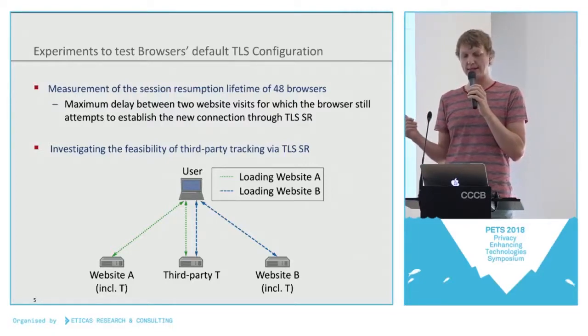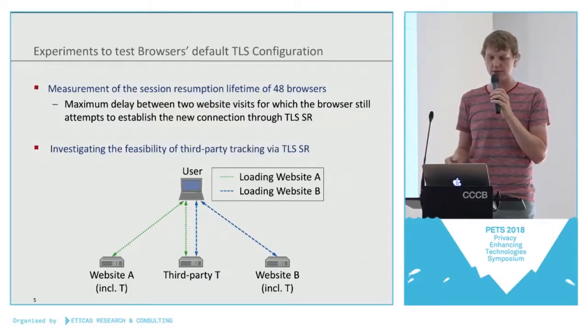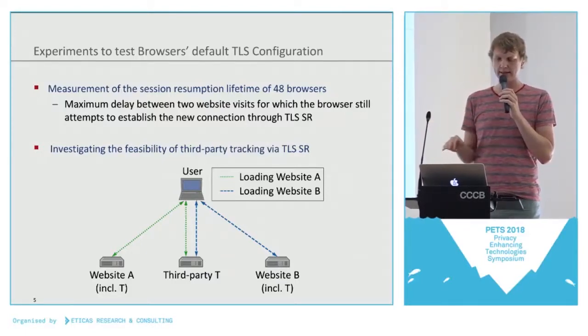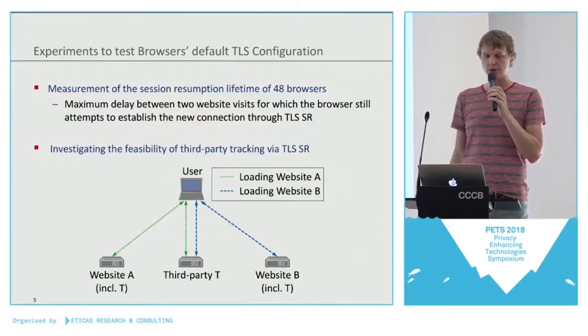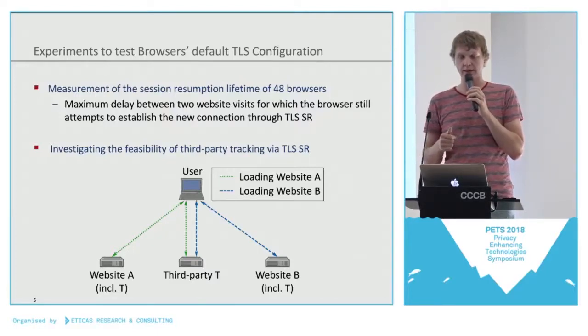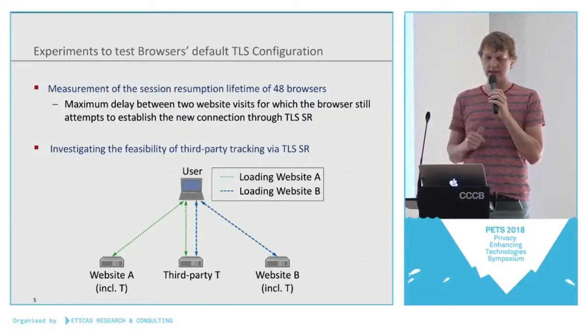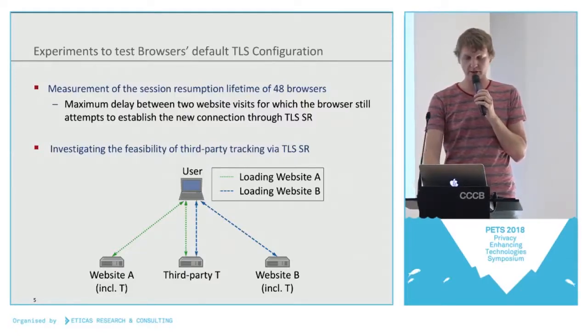I first requested a website A, which included a third party, the third-party tracker. Then I waited till the connections timed out, and then I requested a website B and observed how the browser established the new connection to the third-party T, whether the browser applies TLS session resumption or a completely new full handshake, which does not allow to track the user.